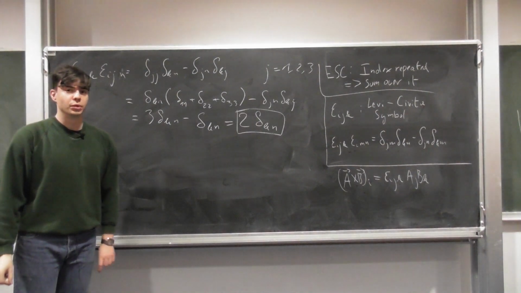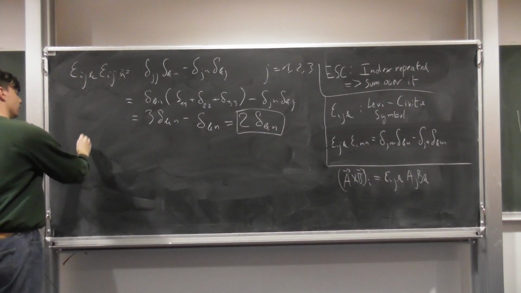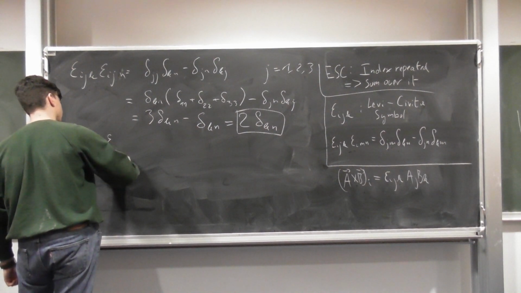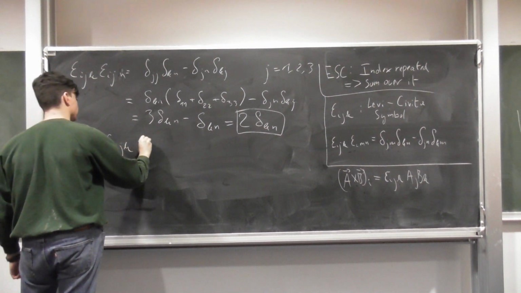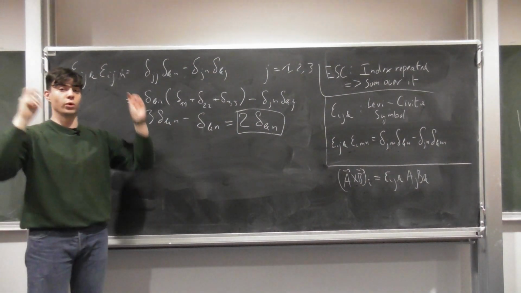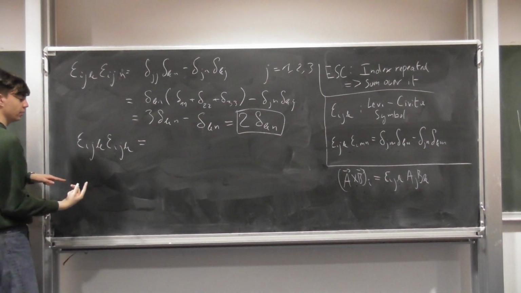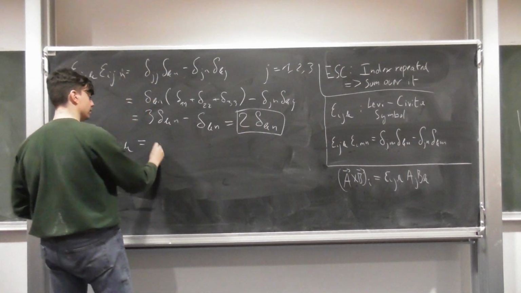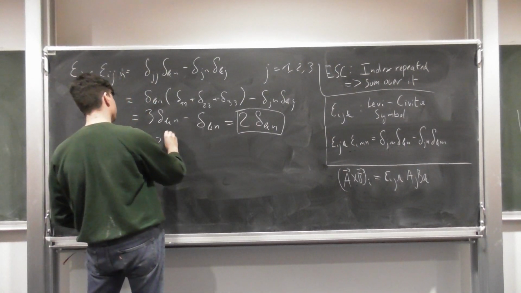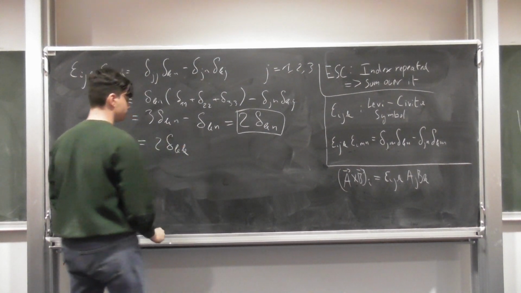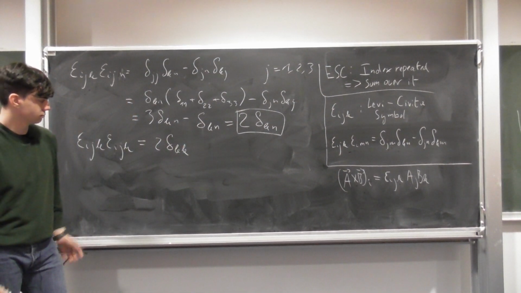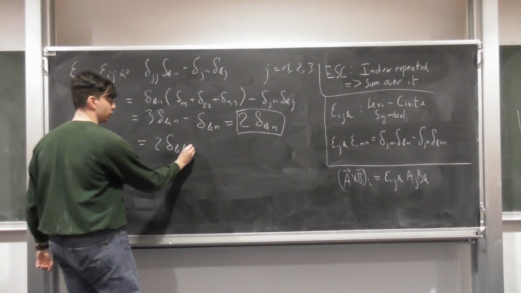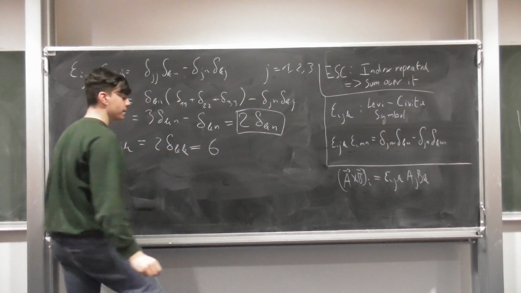Okay, but what if we want to find epsilon ijk squared, of sorts, right? Here, I replaced n with k. I'm going to sum over n. That means we have 2 delta kk. And I told you before, that's not equal to 1, that's equal to 3. So this will give us 6.